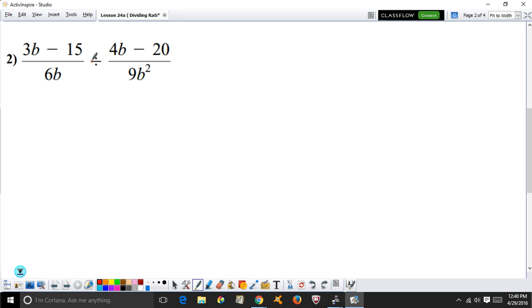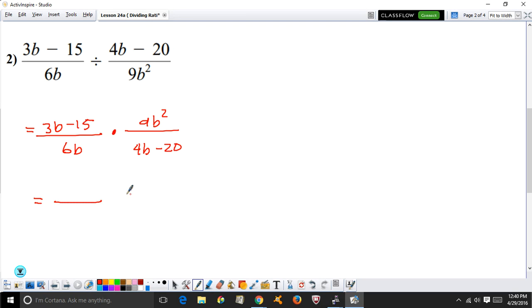We're dividing, so we don't want to use division. Our first step is to make it into a multiplication. So 3b minus 15 divided by 6b. We don't divide, but we multiply by the reciprocal of the right, which is going to be 9b squared over 4b minus 20. I just rewrote it, and now it becomes like one of the problems that we're familiar with. Now we're going to see if I can factor anything out.